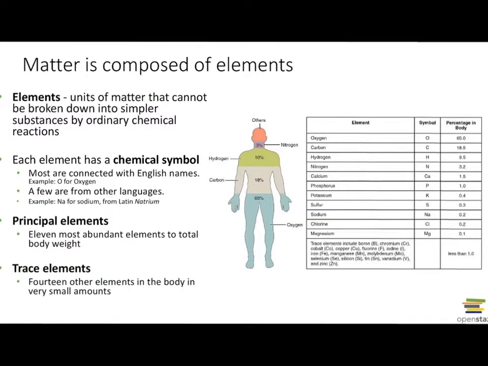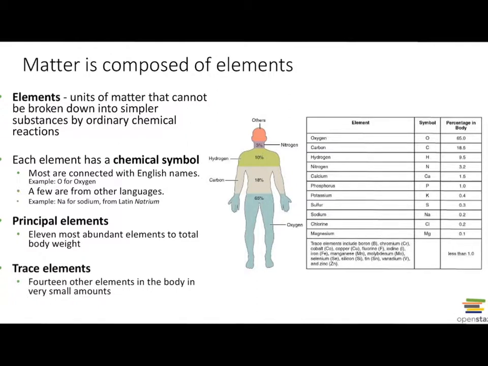So for today's video, we're going to talk about elements, subatomic particles, and ions. So elements are going to be units of matter that cannot be broken down into similar substances. But what is matter? Matter is anything that has mass and takes up space. Matter can be in three different forms. We could have matter in a solid or a liquid or a gas.